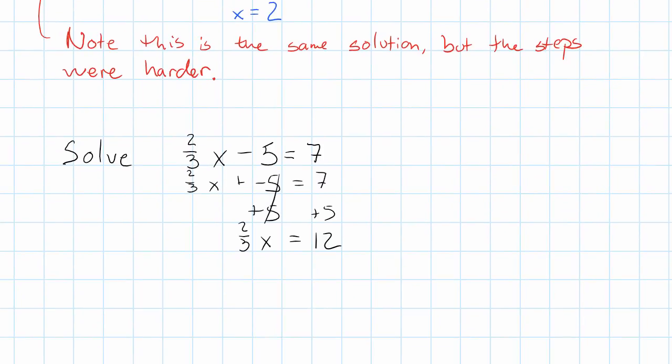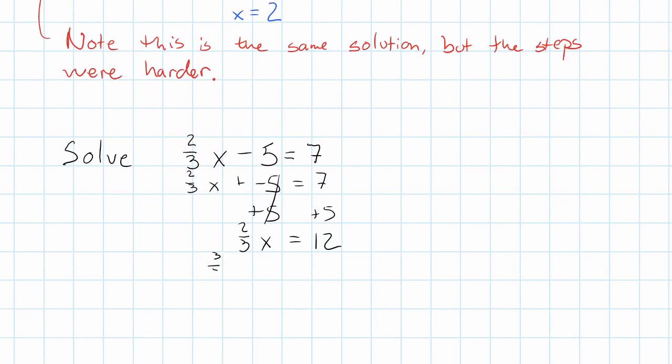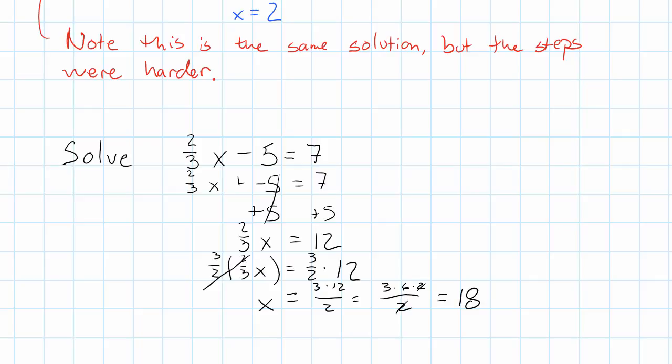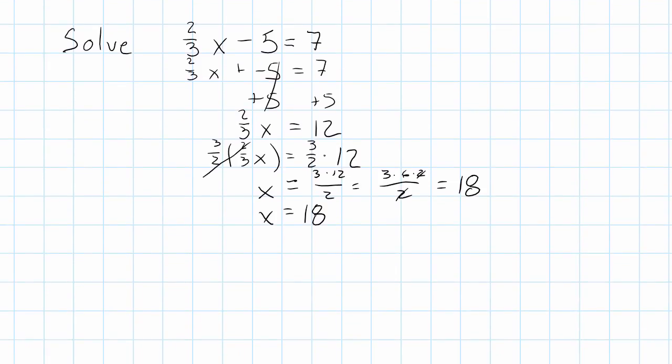Now I need to get rid of the 2/3. I'm going to multiply both sides by 3/2. 3/2 times 2/3, that cancels out, that's just 1. I'll get x equals 3/2 times 12, that's 3 times 12 over 2, that's 3 times 6 times 2 over 2, that's 18. We get x equals 18. You're welcome to use your calculator for that fraction arithmetic if you'd rather.